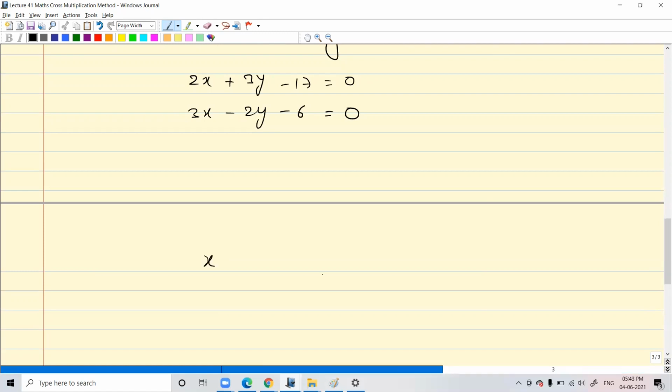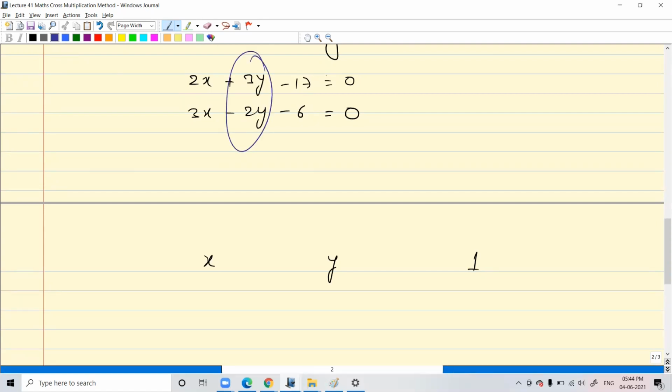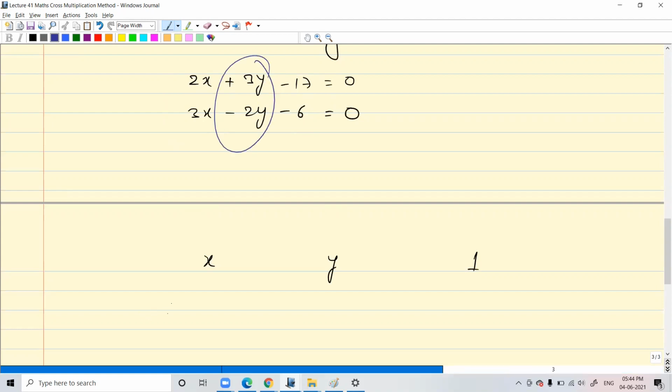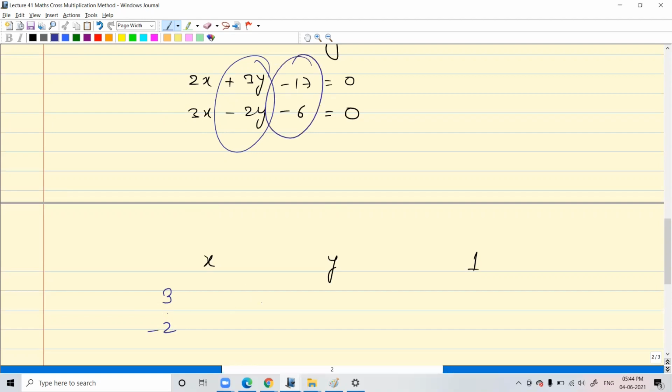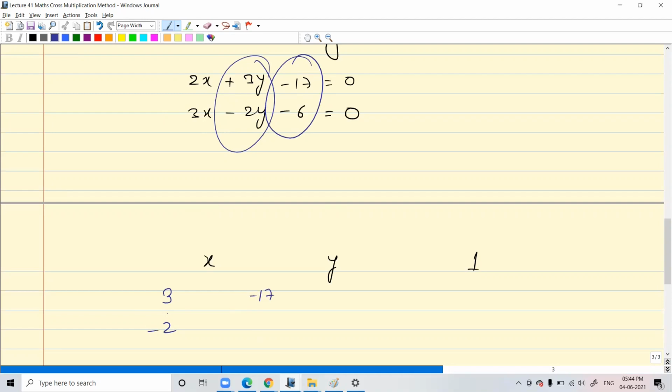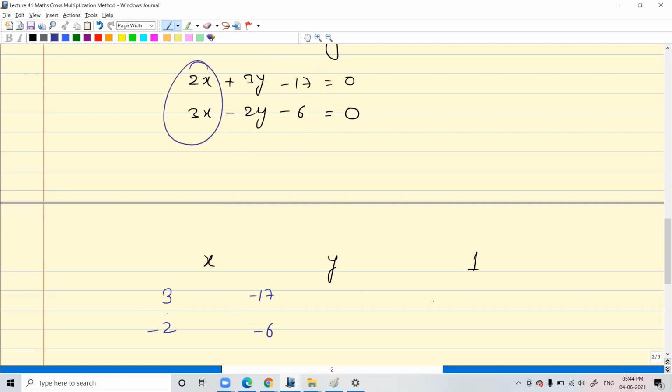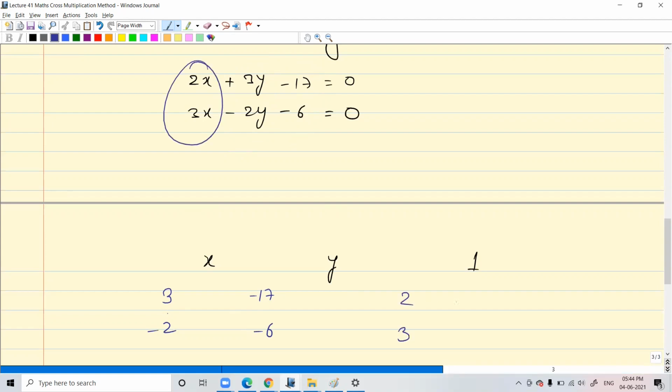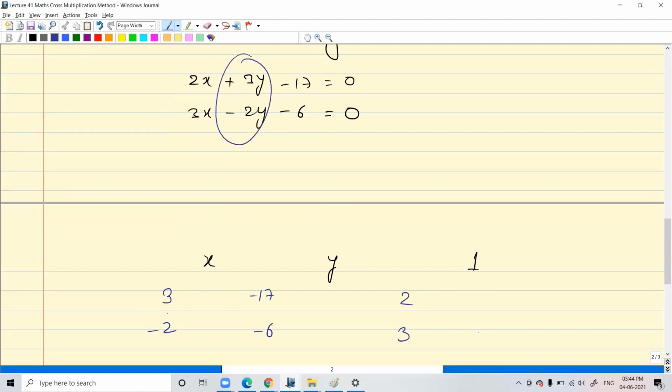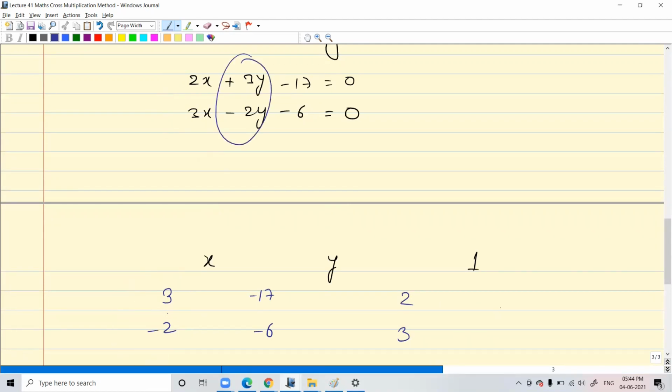So for cross multiplication, what do we have to write? X, y, and 1. And then we start with the middle term. B, then C, then A, and then B. B, C, A, B, remember, okay? So start with B terms, 3 and minus 2. That's what we will write, 3 and minus 2. B, and then we have to write C. So C is minus 17, minus 6. So BC is done, then A will come. So A is here, 2 and 3. And then the last one is again the same thing, B. The one with which we started, 3 and minus 2.